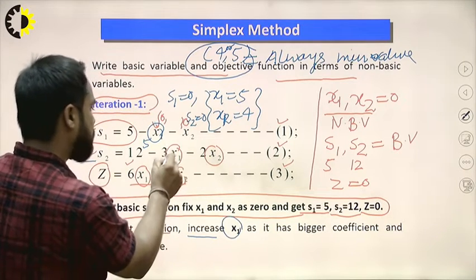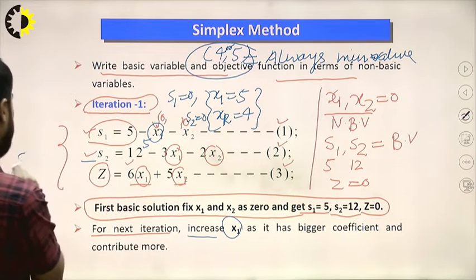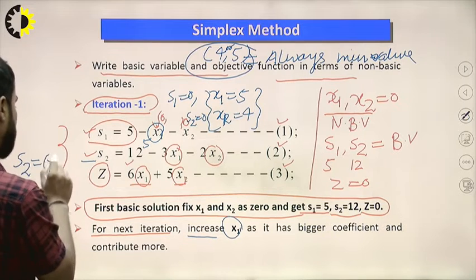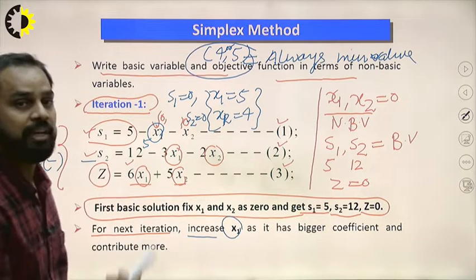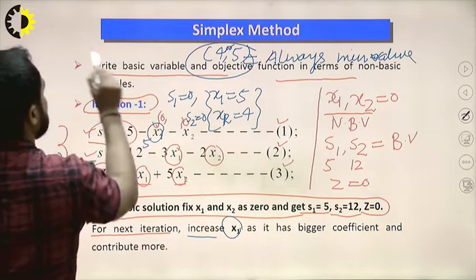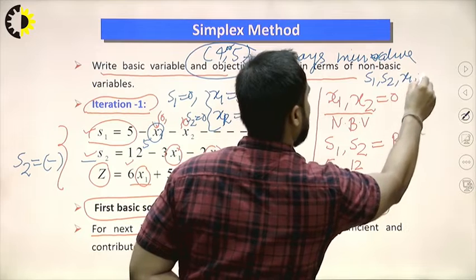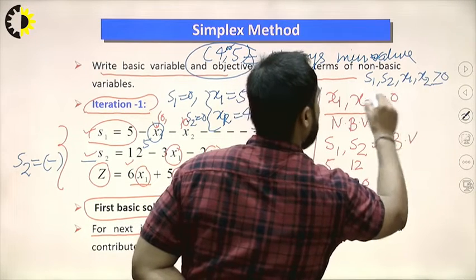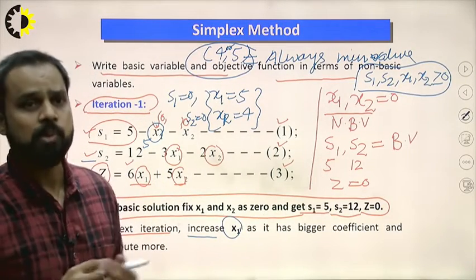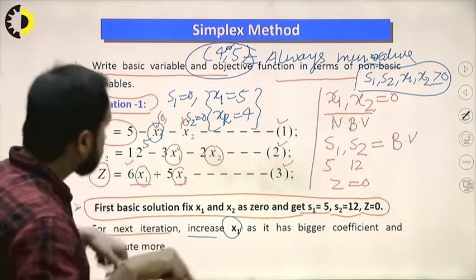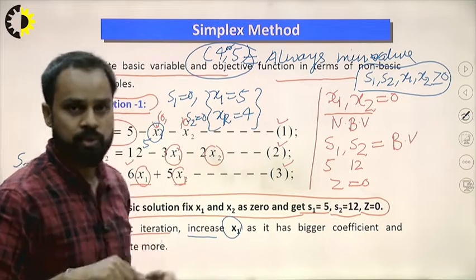If I keep 5 in this equation, 12 minus 3 into 5, the value of s2 becomes negative. As soon as the value of s2 becomes negative, that violates the non-negativity restriction. The non-negativity restriction says all variables must be greater than or equal to 0. If any constraint or any non-negativity restriction is violated, that will not be the solution of the problem. So that's why, if we have an option, always choose the minimum value.